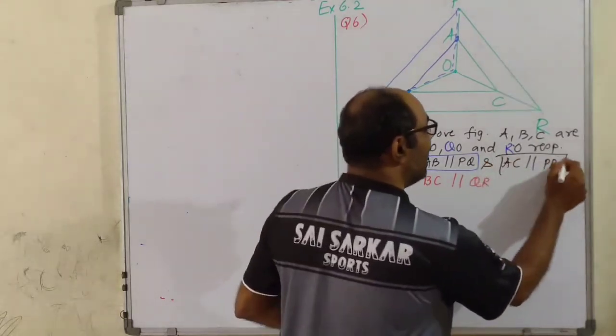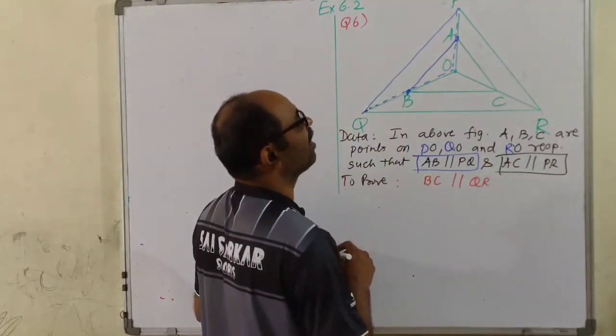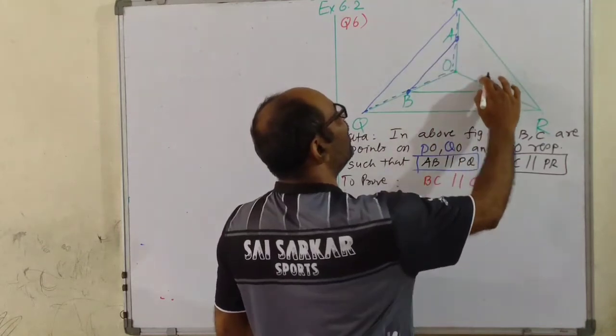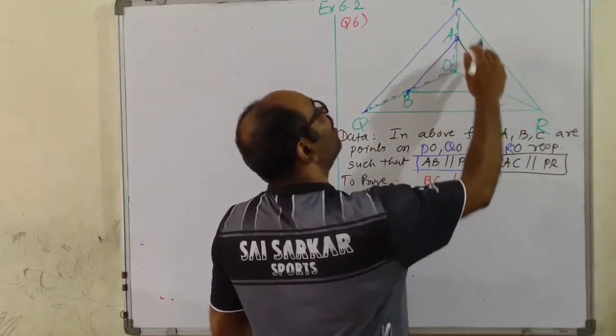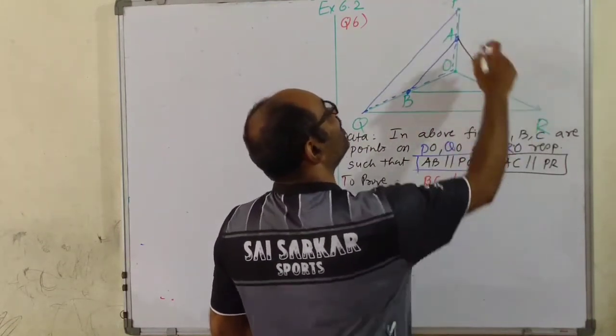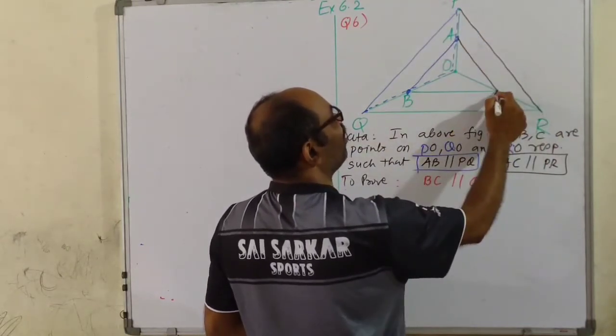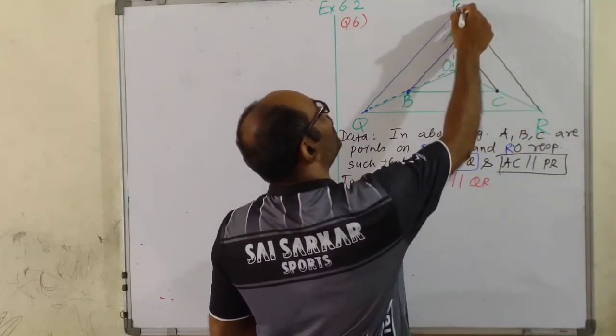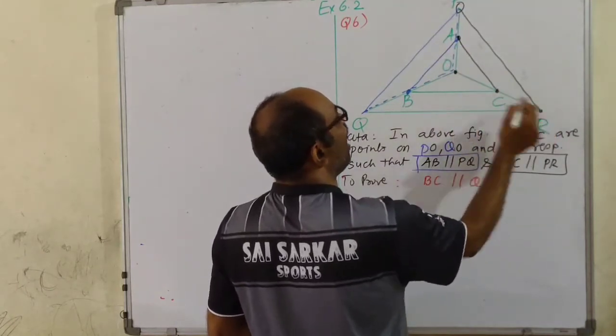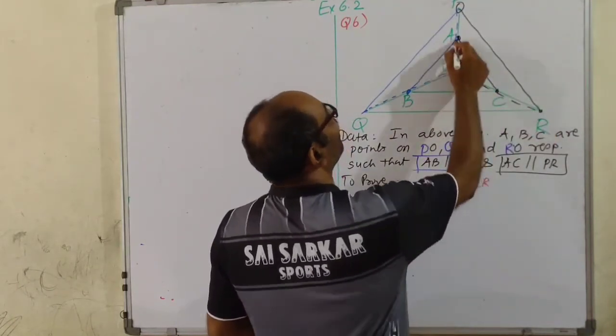Next condition, AC is parallel to PR. Where is AC? Here, the black side, parallel to PR. Here it is, the black side. Hey, you got the triangle, children, POR. So this is the black triangle.